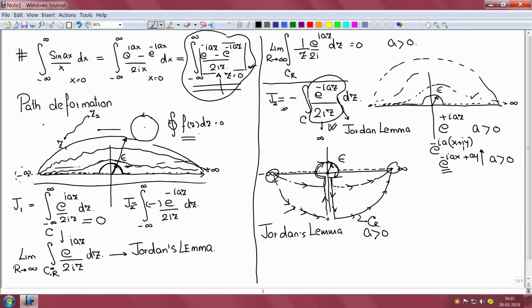Now CR is 0, the function is well behaved everywhere except at x equal to 0. So, this upward integral and downward integral are in the region where the function is well behaved and analytic. So, this also goes to 0. So, this integral J2, let us say it will still keep the minus, over this contour e to the power minus I a z by twice I z dz.